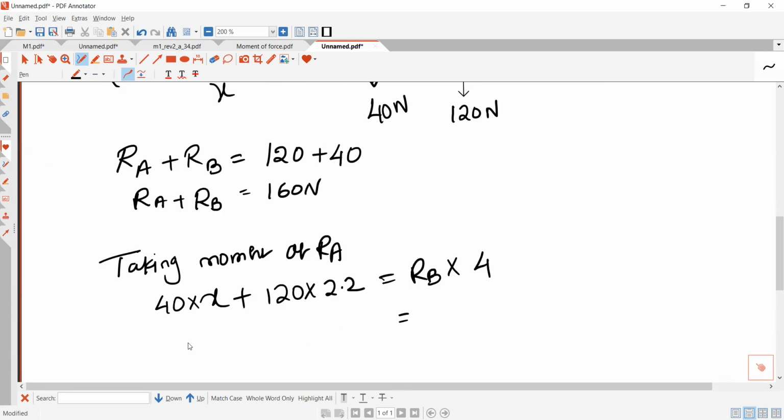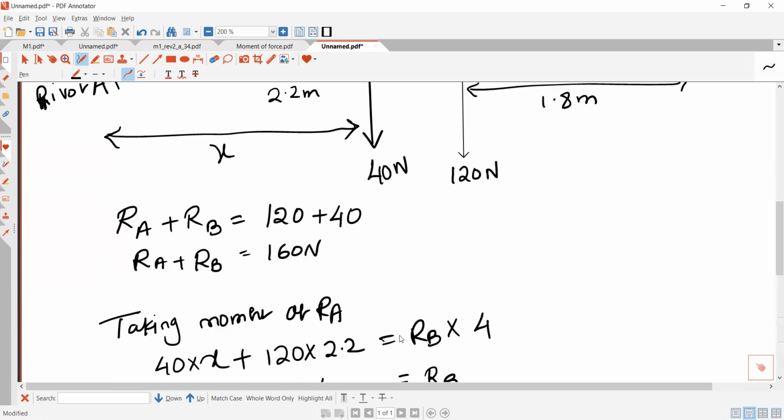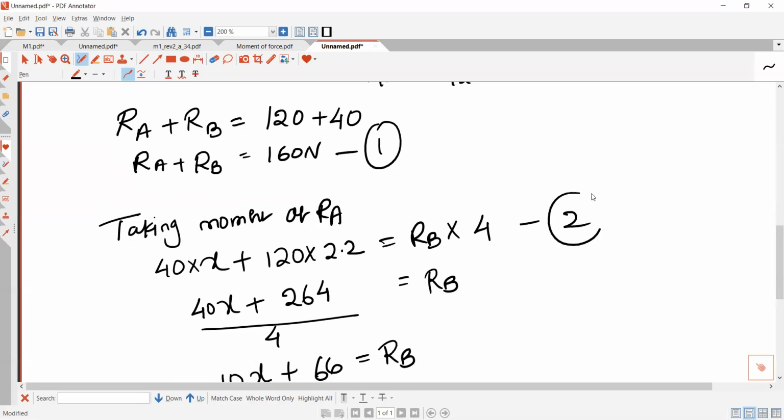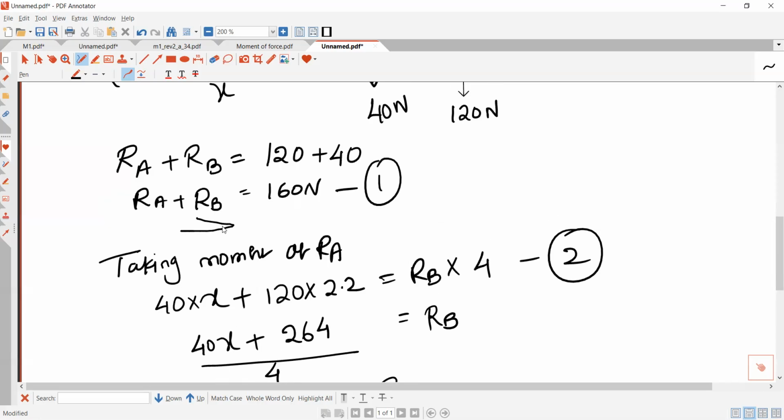RB is going to be 40x plus 120 into 2.2. What is 120 into 2.2? 264. So 264 divided by 4 is equal to RB. Simplify this: 10x plus 264 divided by 4, how much? 66. So this is the equation of your RB. We already know this is my equation number 1, and this was my equation number 2. So whatever value I got in equation number 2, I can substitute in equation number 1.